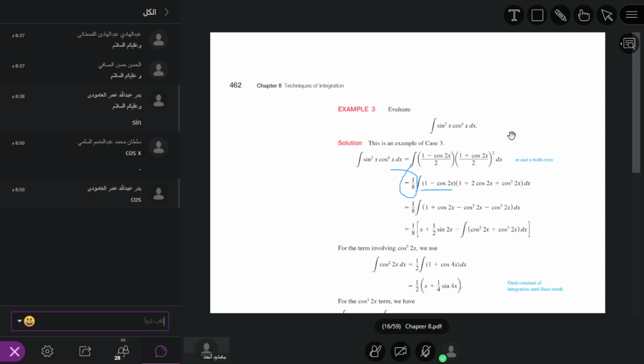Now we product this with this. Whenever we product, we get 1 plus cosine 2x, 1 plus cosine 2x minus cosine square 2x minus cosine power 3 2x. Now what is the integral of 1, and what is the integral of cosine 2x?